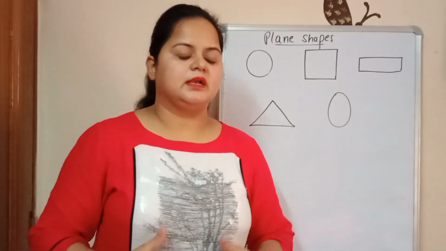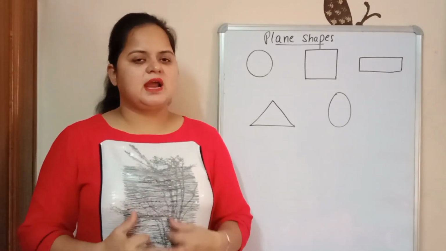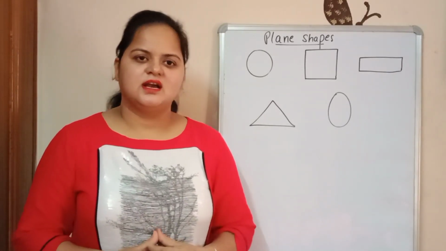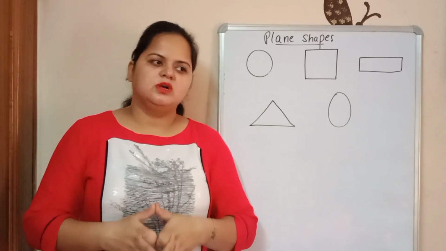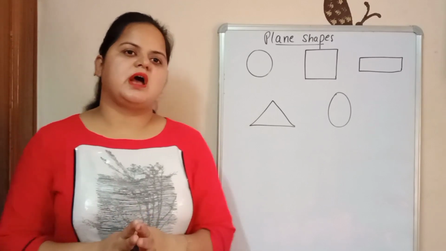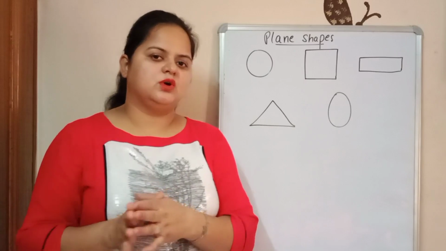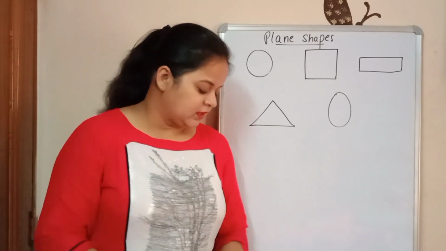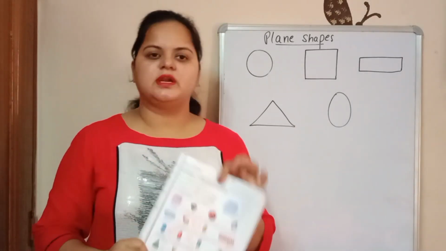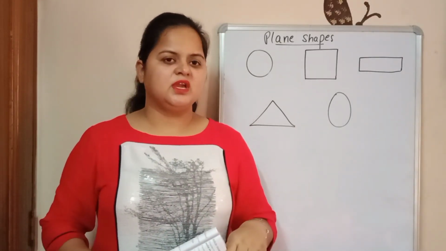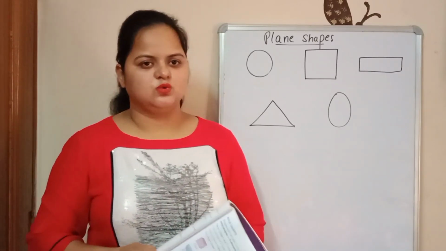Now I hope all my dear students understand about the plane shapes and solid shapes. Yes, understand? Very well done my dear students. Now the homework is this. You have to find some objects in your house, in your room, that are cube, cuboid, cylinder, cone and sphere in shape. Okay. You have to find solid shapes in your house.